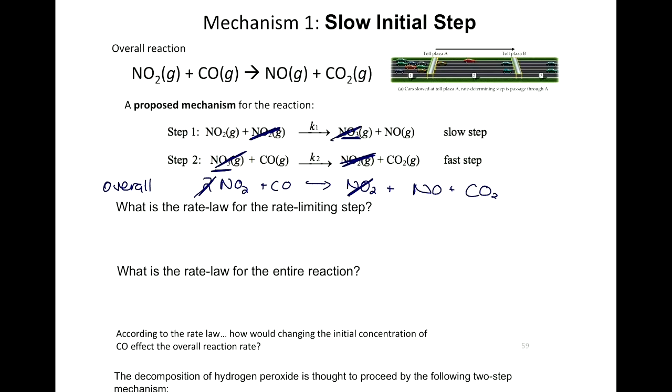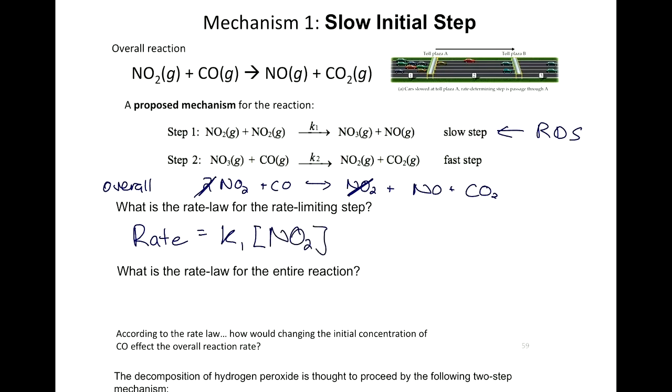Okay, so based upon this mechanism, I'm just going to delete all that so we can see it. What step is the rate determining step? The first one, yes. So this is the rate determining step. Remember, the rate determining step determines the overall rate law for the reaction. So let's write the rate law for that slow step, just like before. The rate equals k, I'll just call it k1, times the concentration of NO2 squared.